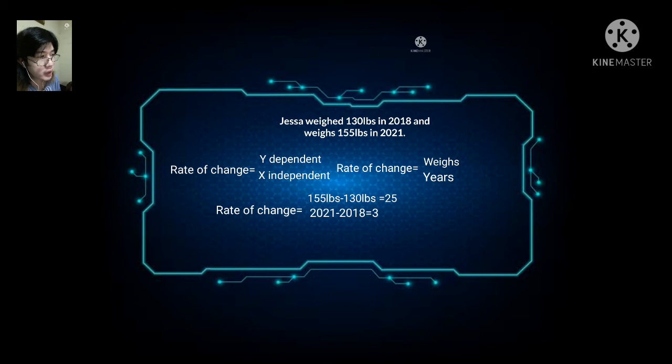And in order to find the rate of change, we have to divide the weights by the years, which is 25 divided by 3 equals 8.3333 and so on. And the 8.33 and so on is the weight gained per year.